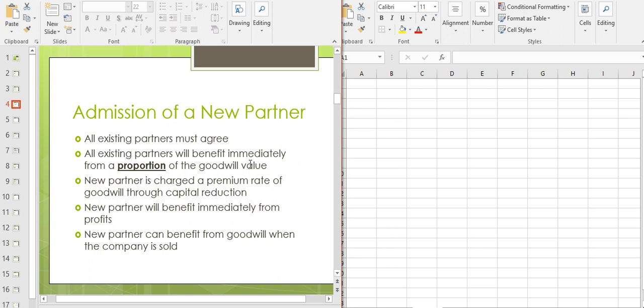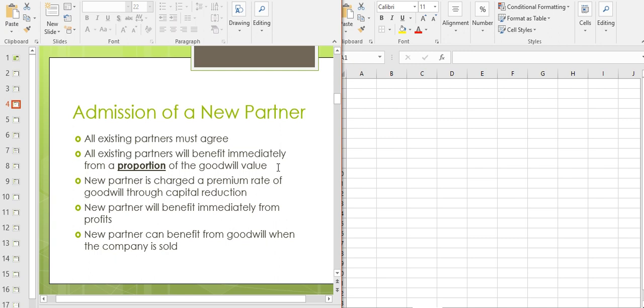So all existing partners, they will benefit immediately from a proportion of the goodwill value. Okay, so if you take, there are three partners, partner A, partner B, and partner C is the new person joining. C brings money to the table, and he or she will give some of that money to A and B. So as a result, partner C's capital goes down. The reason why it goes down is because some of that cash is given to the existing partners. It's a bit like, I'm joining you guys, thank you for letting me join your company and receive profit straight away. I'm going to pay you, basically.